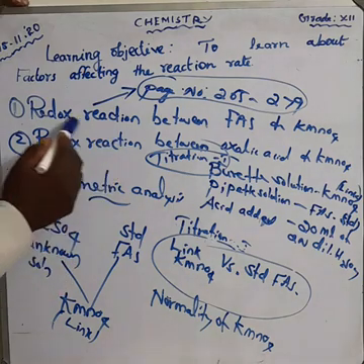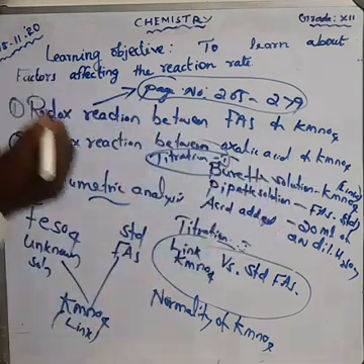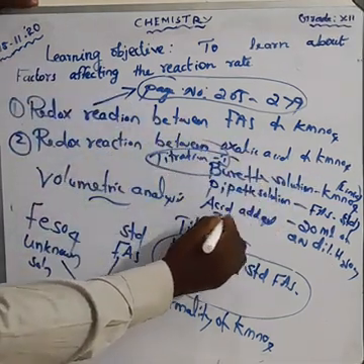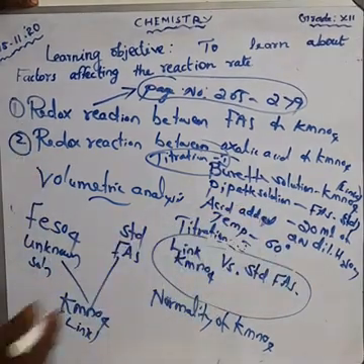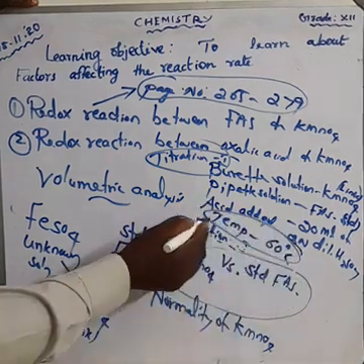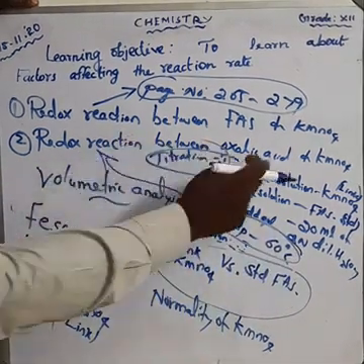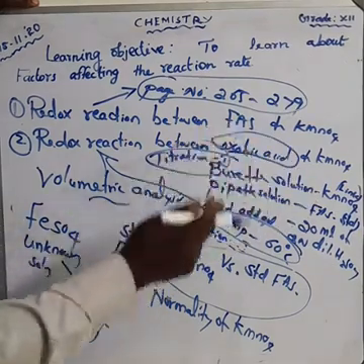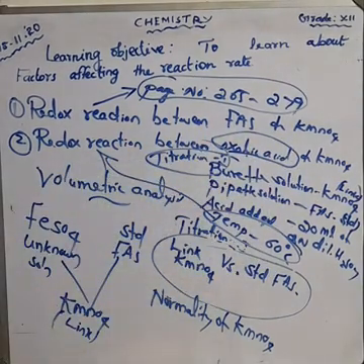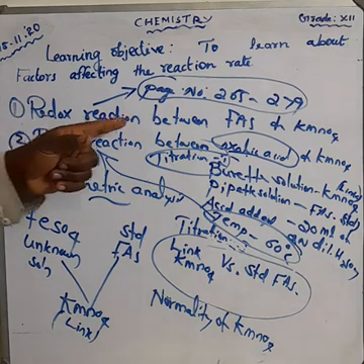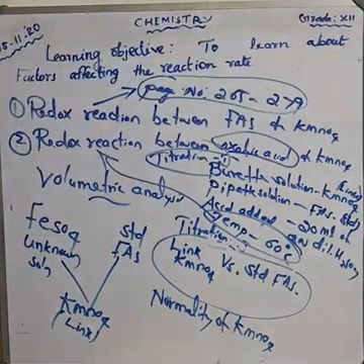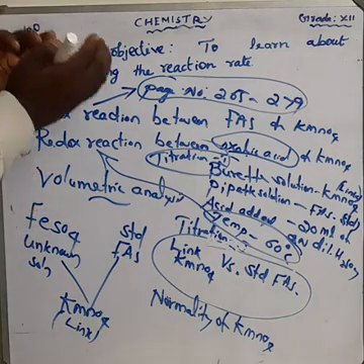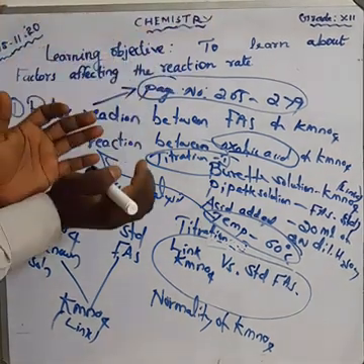For this redox reaction between oxalic acid and KMnO4, the temperature is 60 degrees Celsius. Don't forget that: 60 degrees Celsius. While the redox reaction between ferrous ammonium sulfate and KMnO4 is at lab temperature. So why is one of the reactions slow and the other fast?